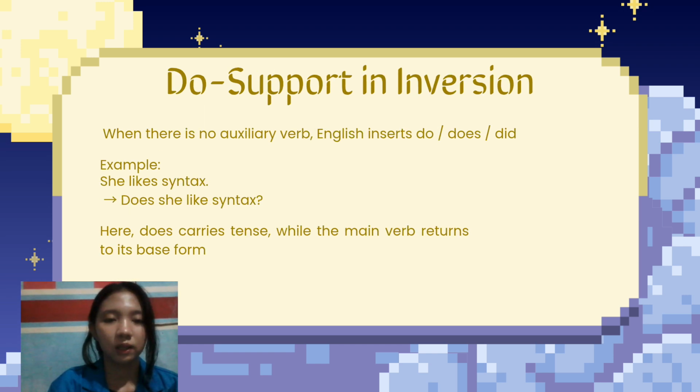Do-support in inversion. When there is no auxiliary verb, English inserts do, does, or did. For example, she likes syntax. Does she like syntax? That's the question sentence. Here, does carries tense, while the main verb returns to its base form.